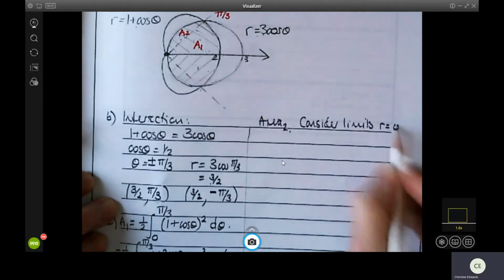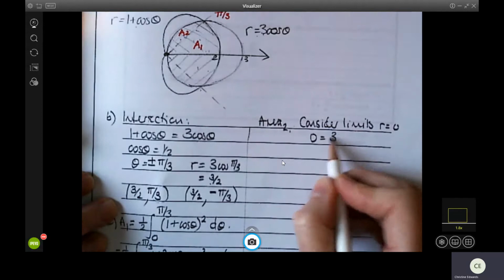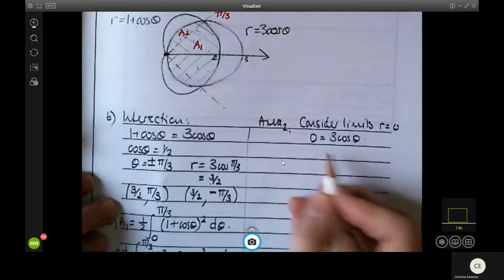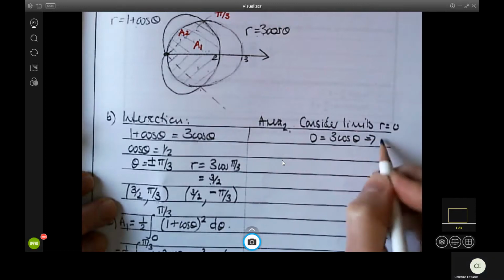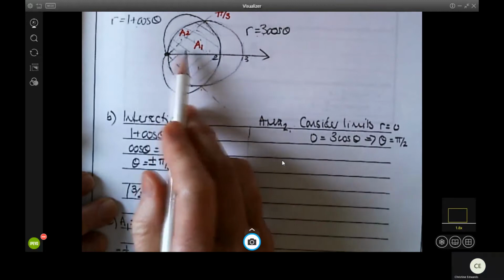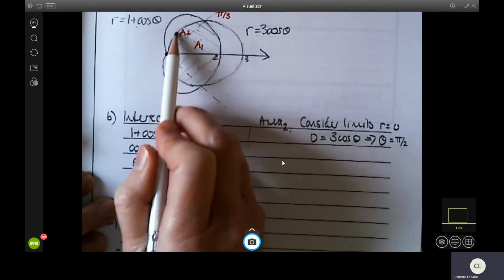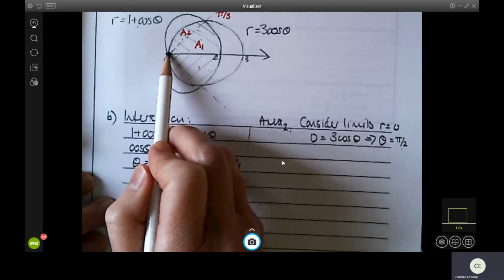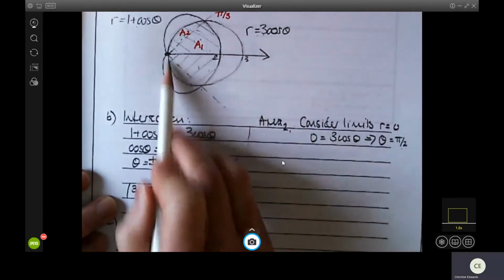r equals 0. Working with the circle, we have r equals 3 cos theta. Solving that, theta is going to be pi over 2. And I could carry on, but I know that the curve is going to come to here and reach 0. Theta is pi over 2. I could establish the other one, but again, we're dealing with symmetry.